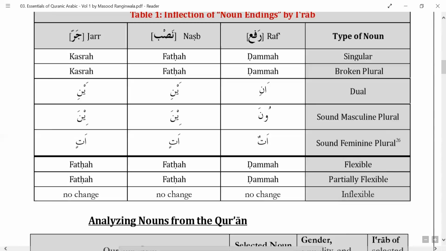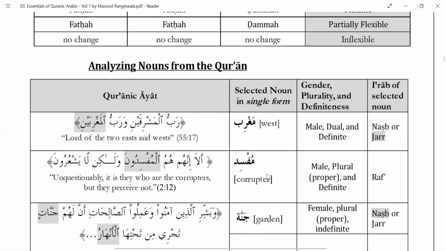The one which is completely flexible, fully flexible, will have rafa with dhamma or these endings. Nasb will have a fatha. Jar will have a kasra. This is a misprint here. Jar will have a kasra. But partially flexible ones do not take a kasra. So the jar will not have a kasra. Jar will also have a fatha. Nasb is fatha, jar is fatha, and rafa will be dhamma. So flexible is fully flexible. It takes dhamma, fatha, kasra, all three endings. Partially flexible does not take a kasra ending, and inflexible does not change at all.